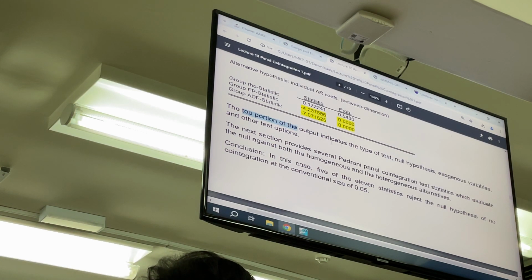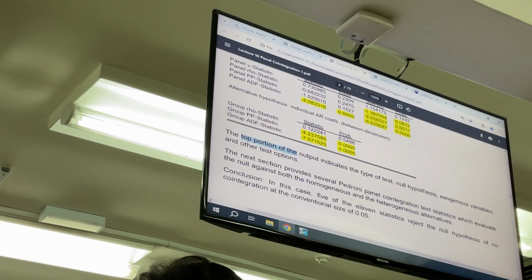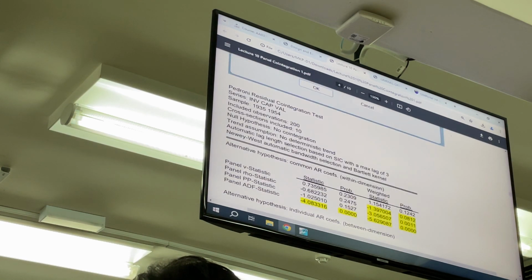The top portion shows the type of the test, the null, and also the exogenous variable. It refers to the Pedroni test, and then the variables, the sample, how many cross sections, and also your null hypothesis. There's no cointegration, right? As the null for the Pedroni test. So remember what the null is? No cointegration in the long run.